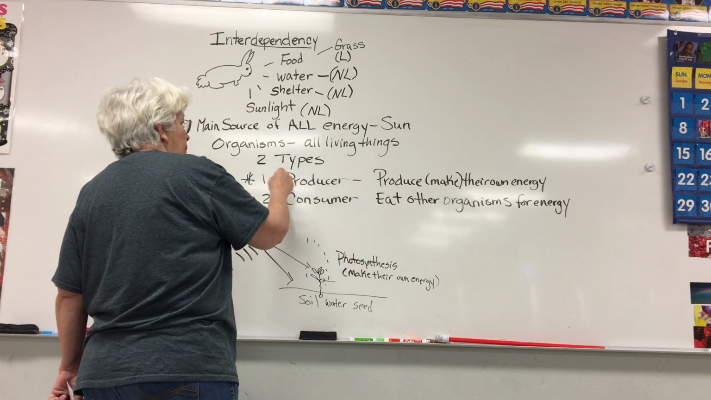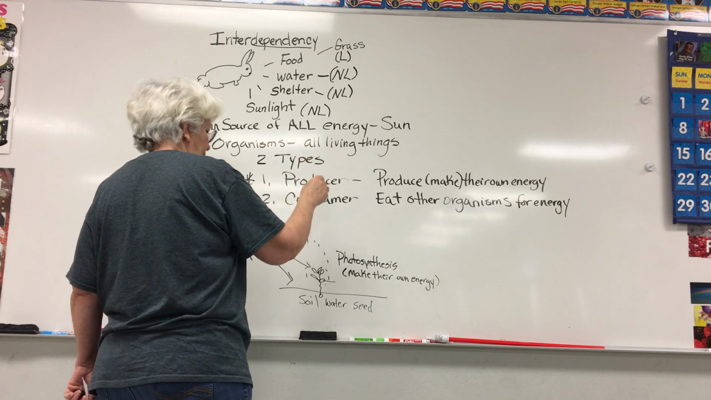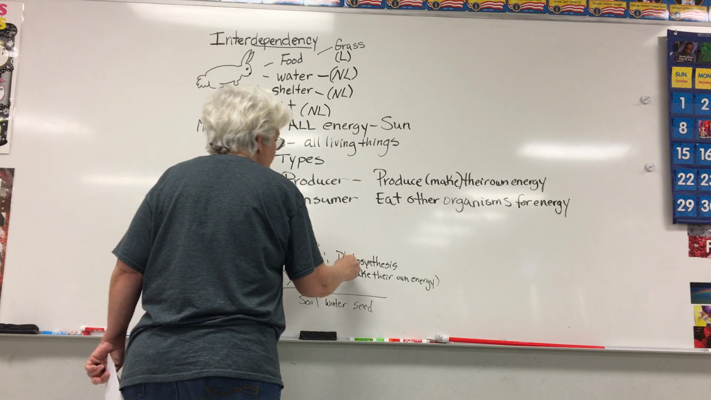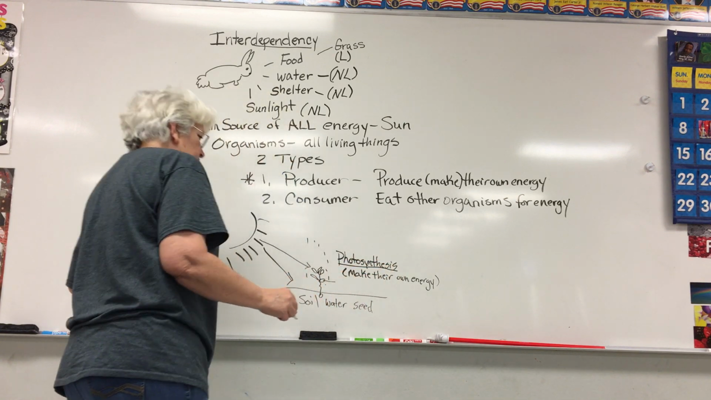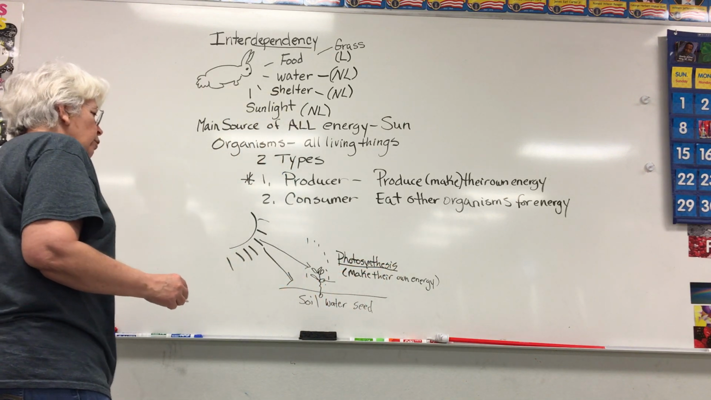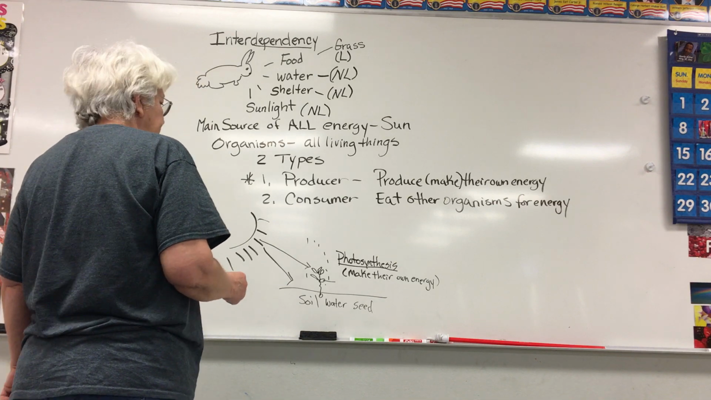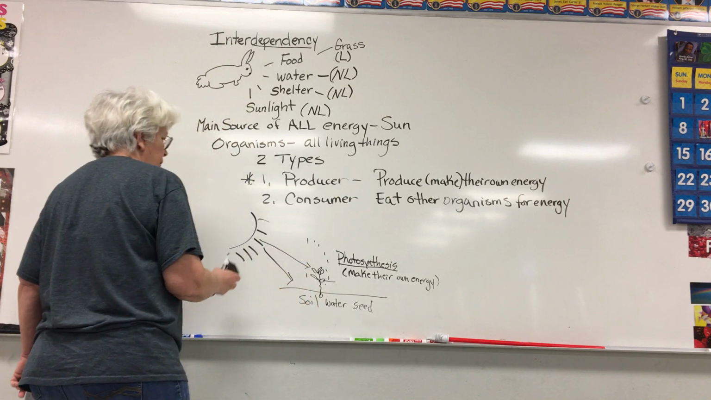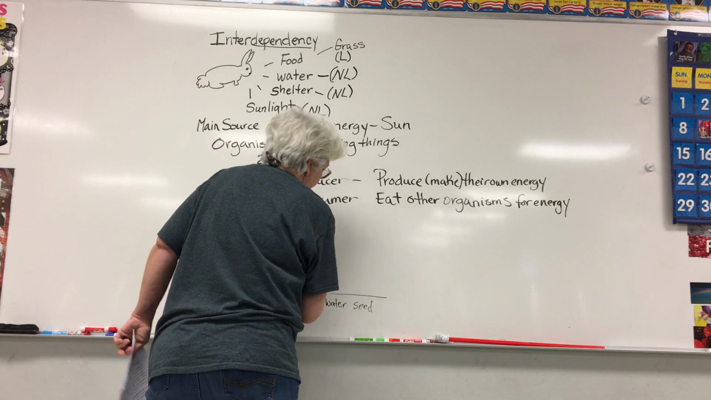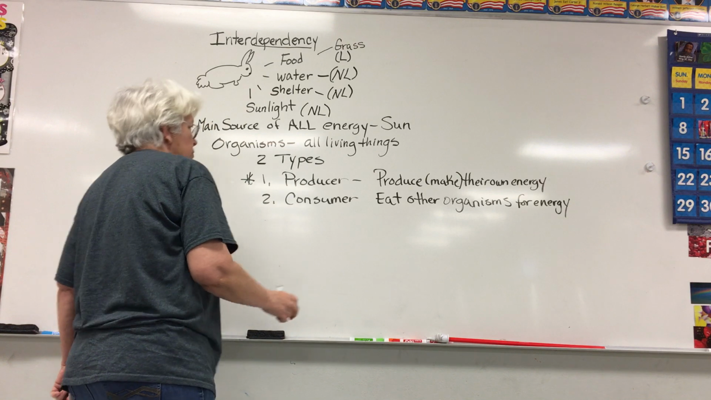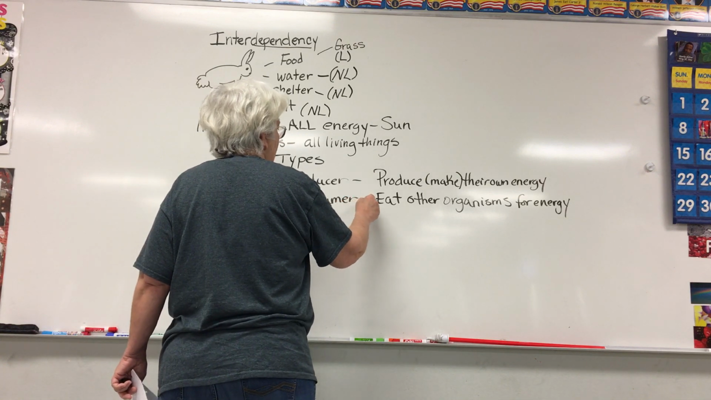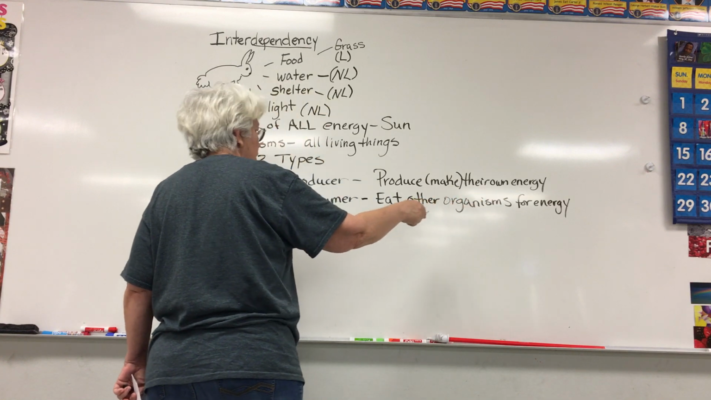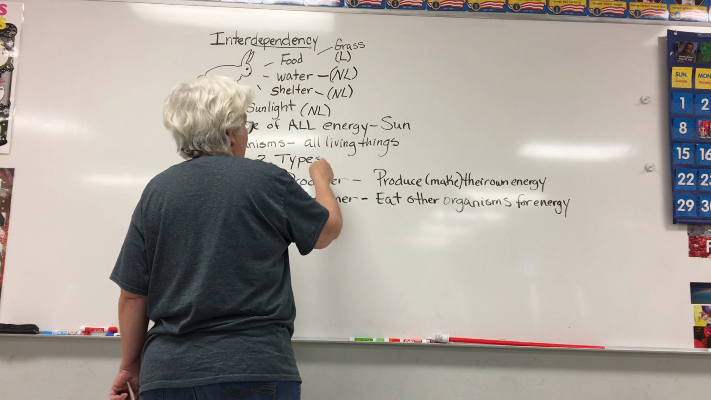Okay? So producers are the plants, and they make their own energy through photosynthesis. And you've got to remember that. It's going to be on the test. Through photosynthesis. Okay, so then, let me erase my cute little picture here. Then we have the consumers. And the consumers are everything that eats other organisms for energy. Now, consumers are going to eat producers.